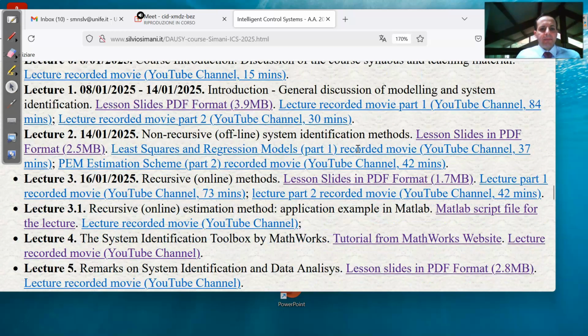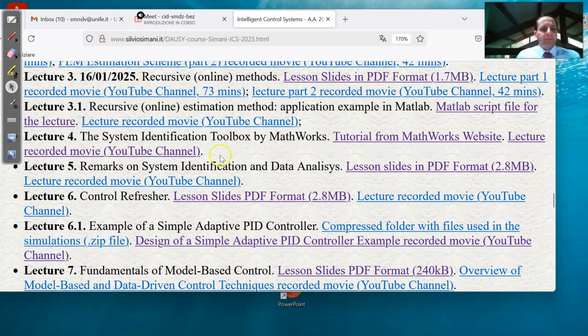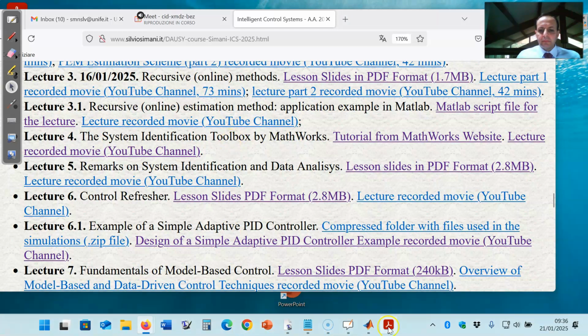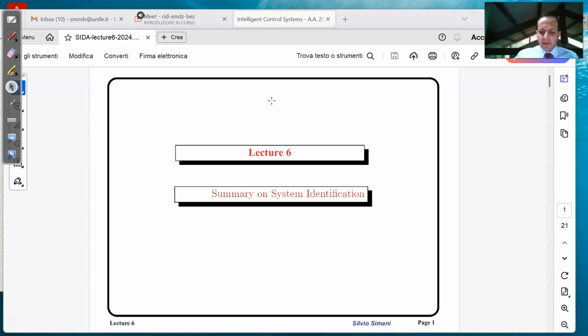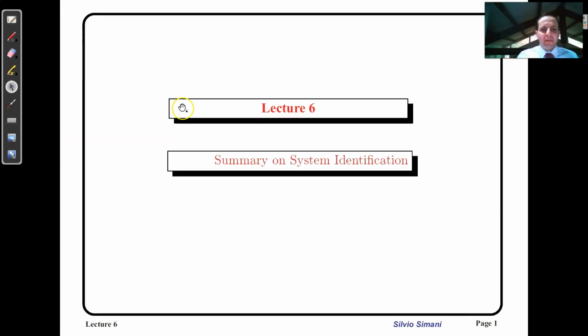So we'll try to, according to lecture 5, make some remarks on system identification, and then we will see two examples of recursive online estimation methods, as we saw in the last lecture, and then an example of the system identification toolbox. So I'm starting with this lecture 6, which is just concluding and summarizing the main topics of our lecture.